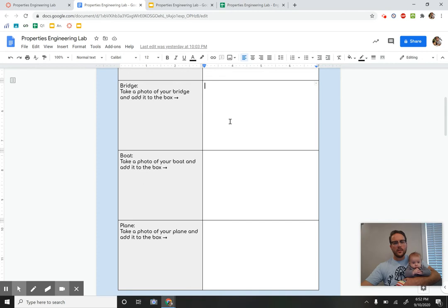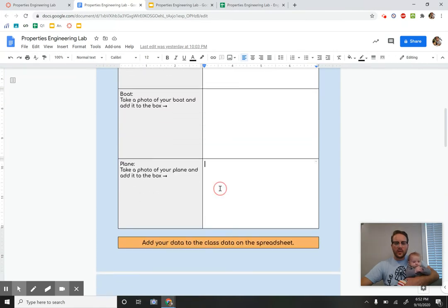Paper, or sorry, aluminum foil, and paper towel. But you could use something different. You don't have to choose those. And then you're going to take a picture of what you built right here.